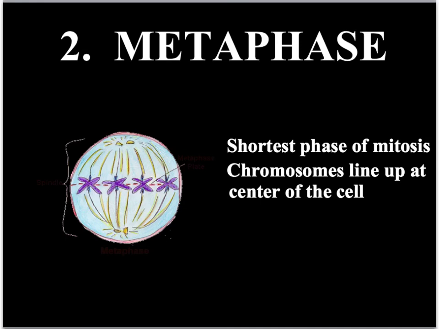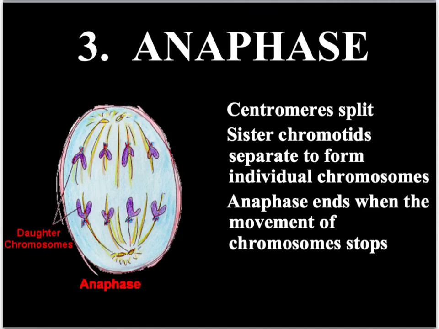After prophase comes metaphase, which is actually the shortest phase. And all that happens in metaphase is your chromosomes line up in the center of the cell. Third phase is anaphase, and during anaphase, sister chromatids, so remember each leg of a chromosome, separate and move to opposite sides of the cell. So in this case, this sister chromatid and this sister chromatid are moving away from each other.